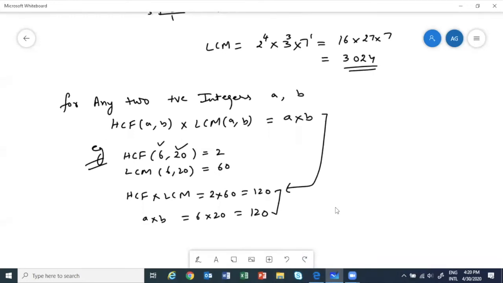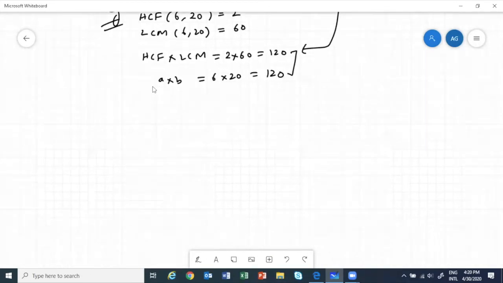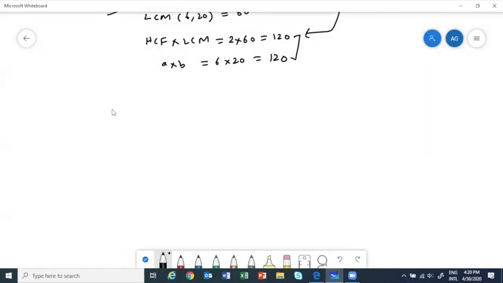Okay, so let me proceed. See how we will be using this property. I'm taking one question. The question is: find the HCF of 96 and 404 by prime factorization.